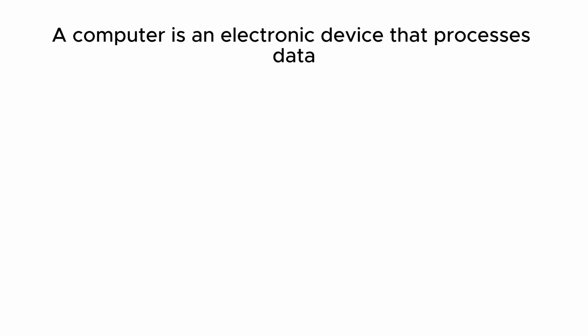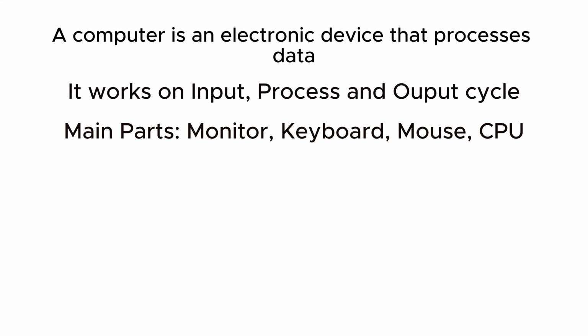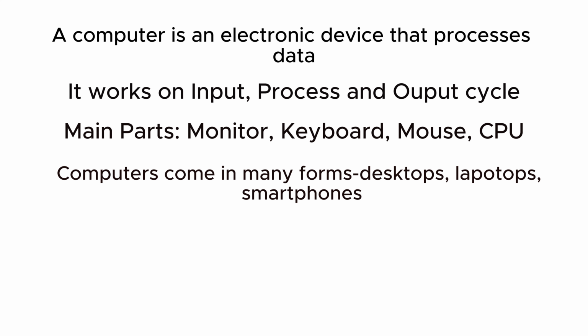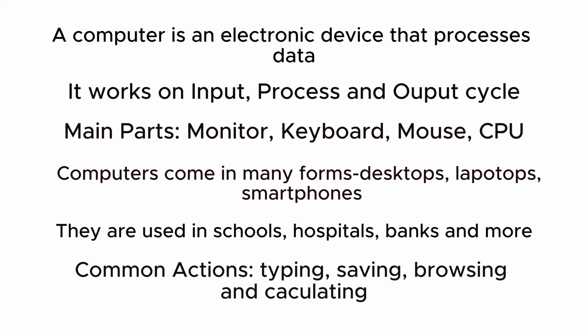Great! Let's recap what we have learned today. A computer is an electronic device that processes data. It works on the input, process, output cycle. The main parts are monitor, keyboard, mouse, and CPU. Computers come in many forms, like desktops, laptops, and phones. They are used in schools, hospitals, and more. Common actions are typing, saving, browsing, and calculating.